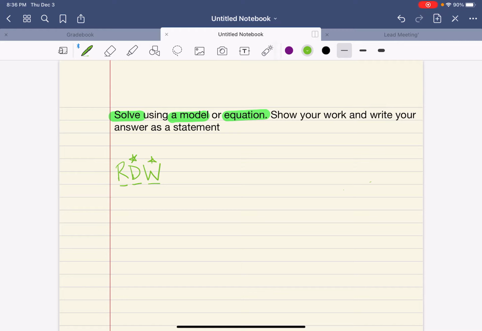For the writing part, same as this. It says write your answer as a statement. That's what I want you to do when you have the W part of the RDW process. I just want your answer as a statement using a complete sentence.